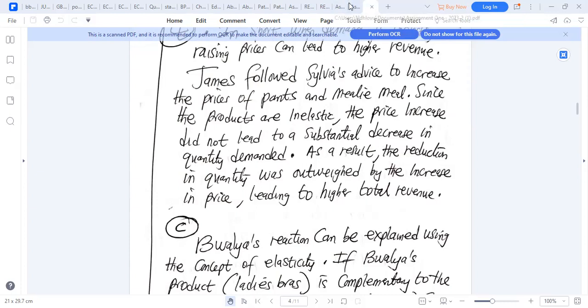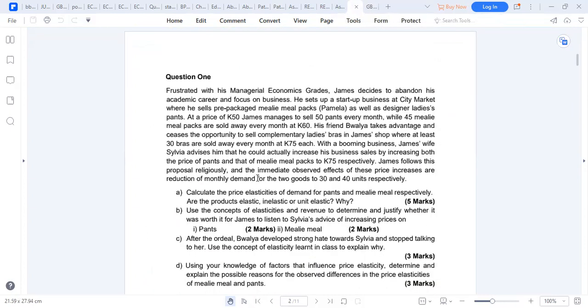So a new company comes in, Walia, we are told. So Walia is selling a complementary good of ladies' bras in Jeps's shop. Now these ones were at least 30, they sold every month at 75 kwacha each.